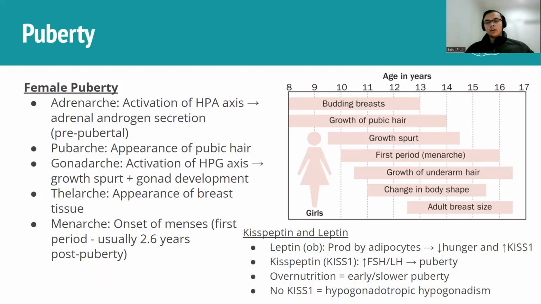However, even though you have an earlier onset of puberty, it's often described as being a slower puberty than it normally would be. So overnutrition causes that. But if you have a complete absence of KISS1, you end up with hypogonadotropic hypogonadism. So that's a problem with the level of the gonads, with KISS1 being incorrectly transcribed and translated, and as a result, you have underdevelopment of the gonads.